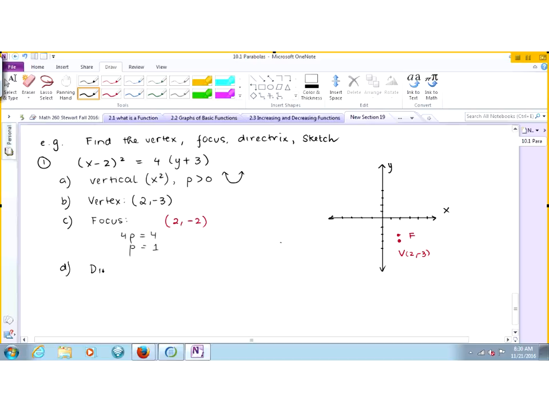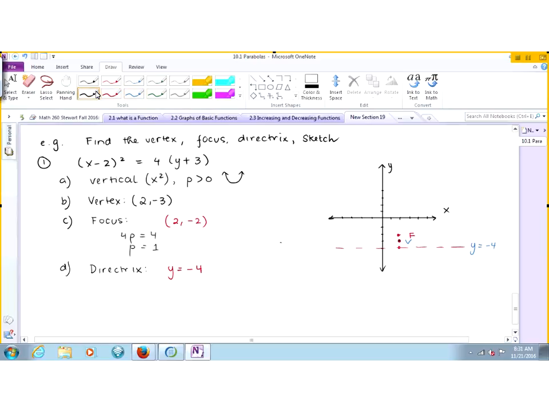What about my directrix? Directrix is a line. So you go down. Yes, that's right. There you go. So this is my directrix, y equals negative 4. Maybe I have to label this as well. Is it clear? Okay.